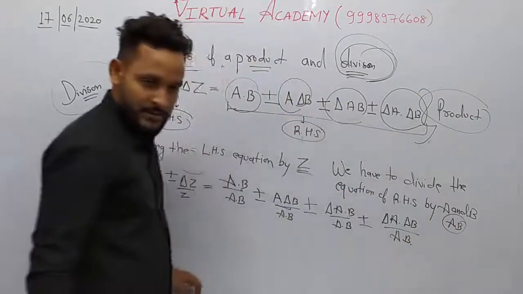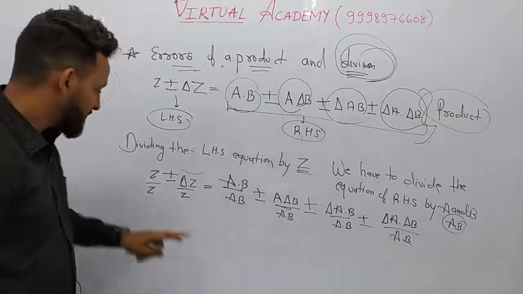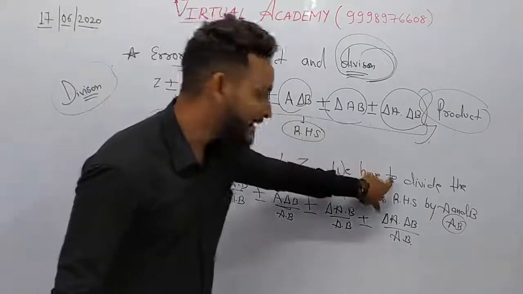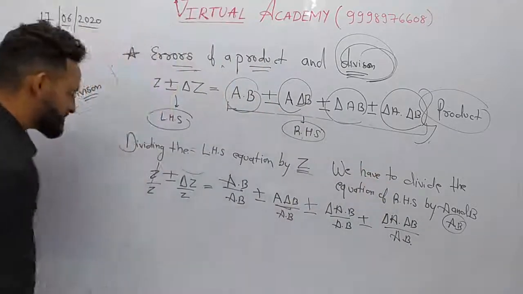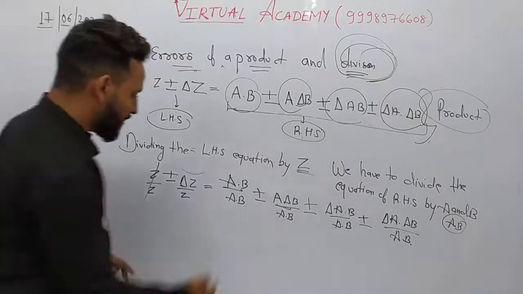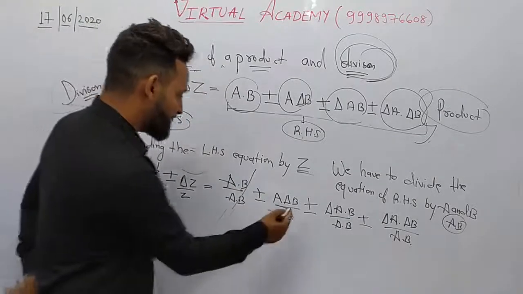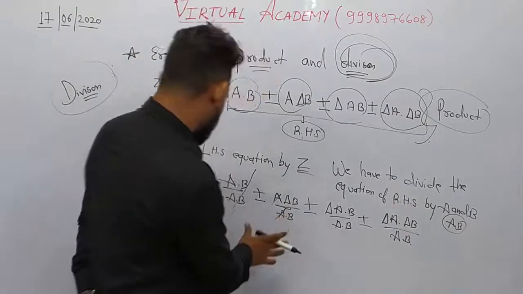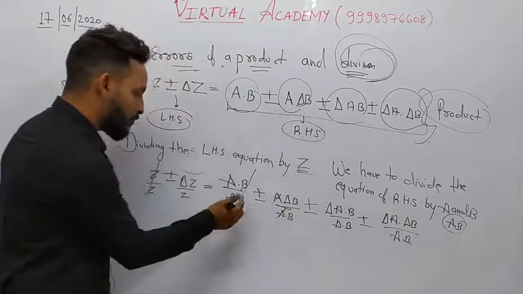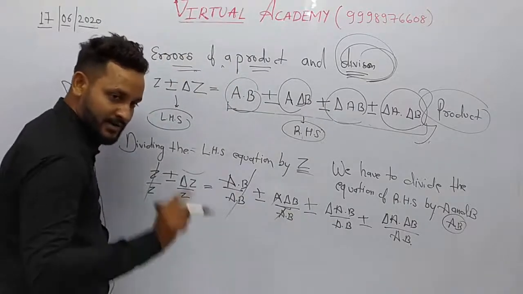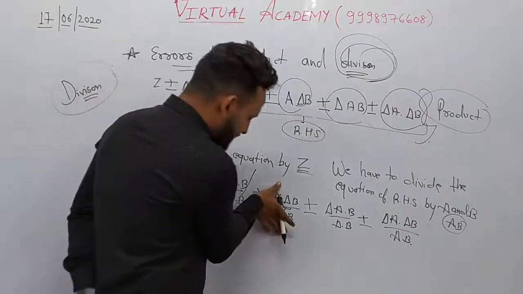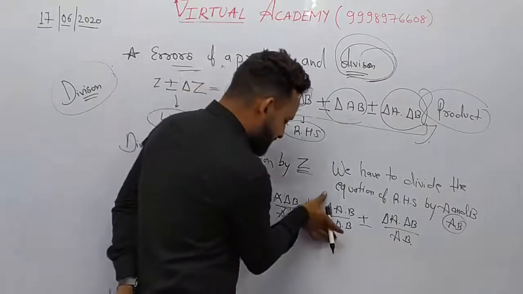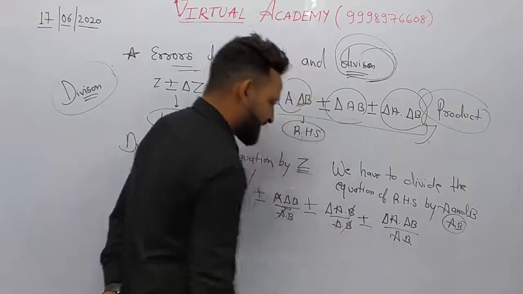Clear? Did you understand what it did? Left hand side equation divided by Z, right hand side equation divided by A and B. So this is cancelled, this is cancelled, and this is also cancelled. In this term A and A is cancelled. Now what about the second and the third term? In the first term, both are cancelled; divided, it is 1. In the second term, A is cancelled, delta B, B is there. In the third term, B and B cancel out.